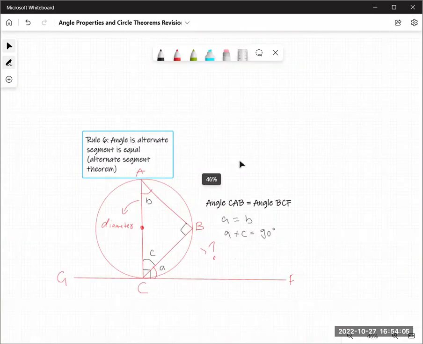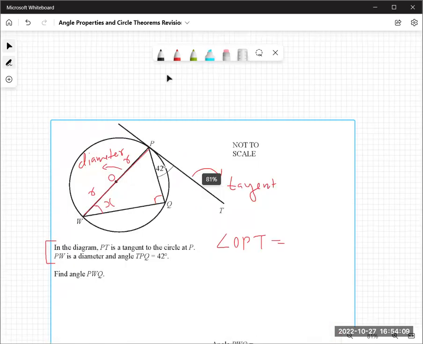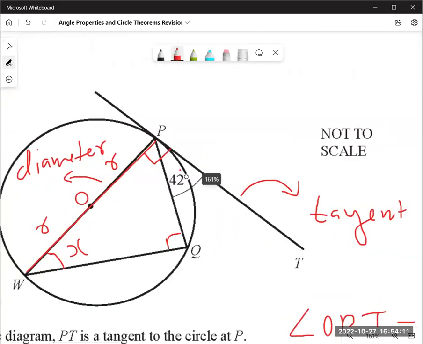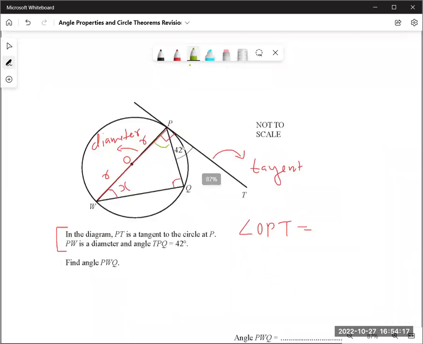The last thing was rule 6. Rule 6, you've written it. Now, I know that this angle is 90 degrees. Can I find this? What is the green angle? 90 minus 42. What is it? Niranjana, what is this one, WPQ?